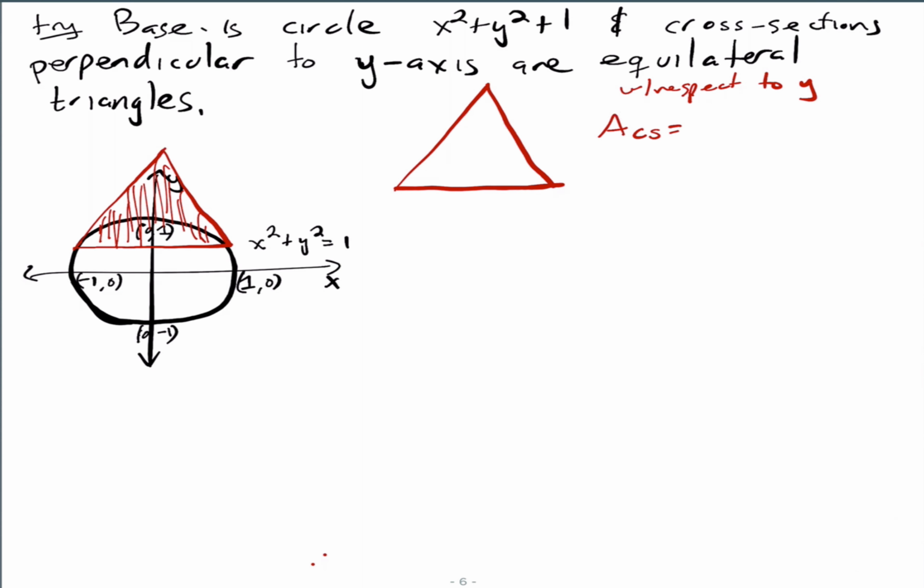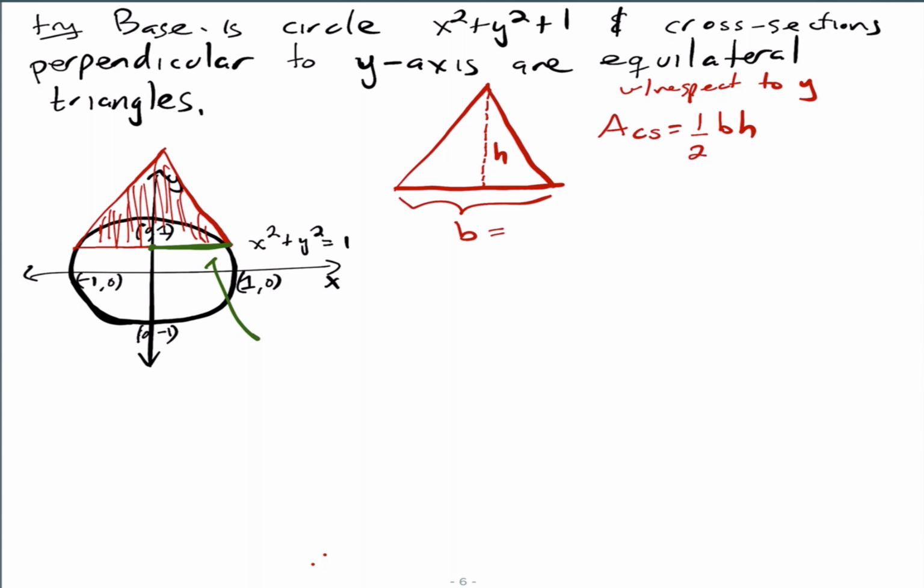Okay, now the area of the cross section. It's an equilateral triangle, right? So how do we find the area of a triangle? Okay, so that's the height, and that's the base. So the area of the cross section is 1/2 base times height, right? Okay, so this one we need to do a little bit of work, because the base is easy to find, right?